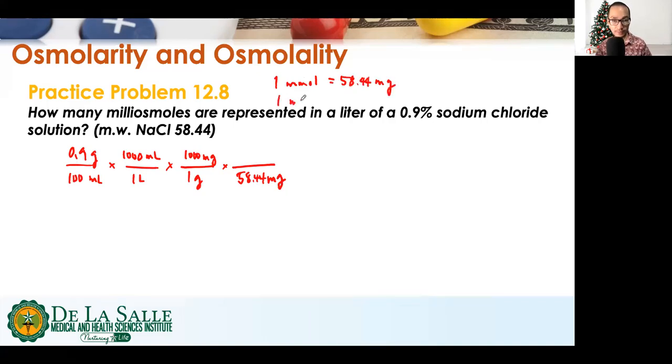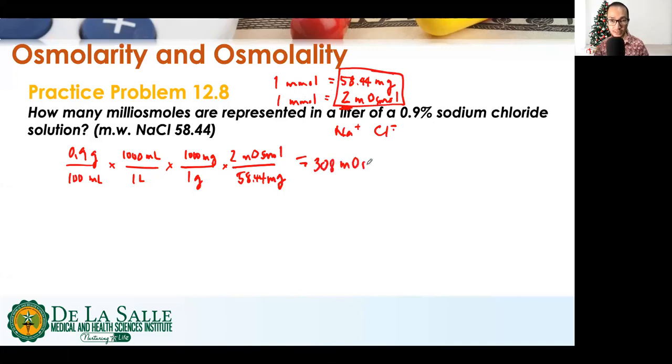Now, 1 millimole of sodium chloride is equivalent to 2 milliosmoles. Okay? Saan galing yung 2? It comes from sodium ion and chloride ion. Okay? So, kaya yan, 2. So, we can say that the weight of 2 milliosmoles is 58.44 milligrams. Okay? So, na-shortcut na natin yan. So, the answer is 308 milliosmoles per liter.